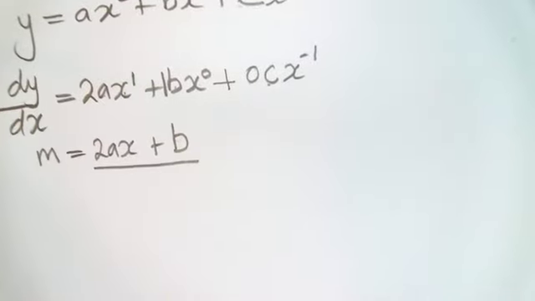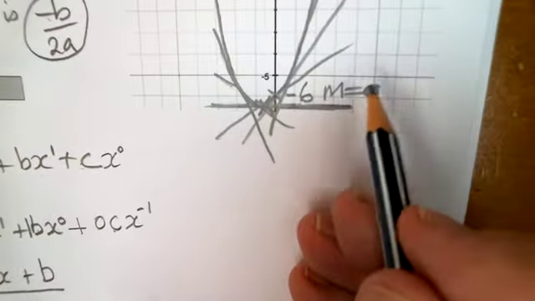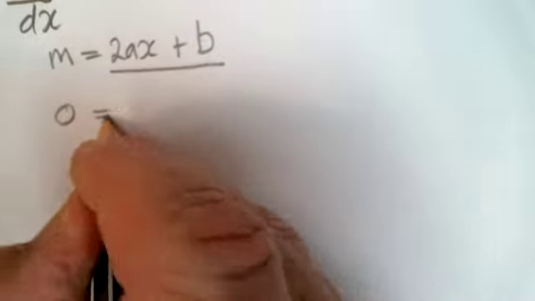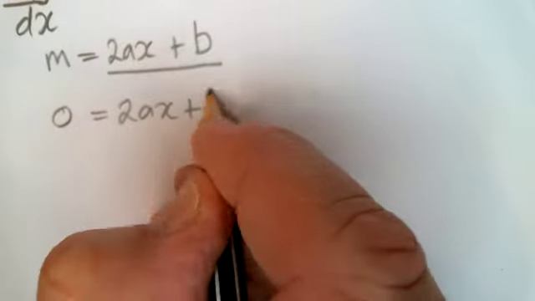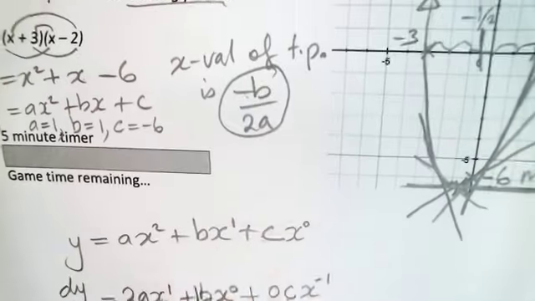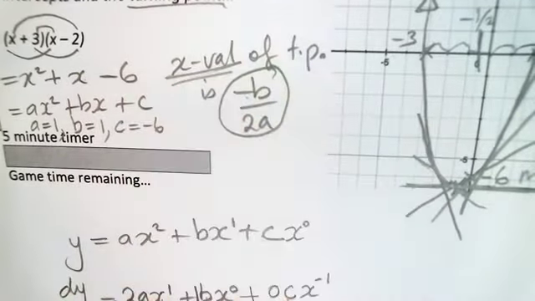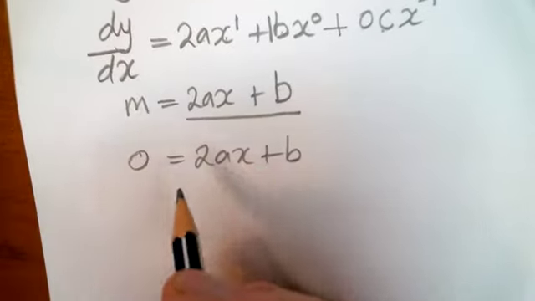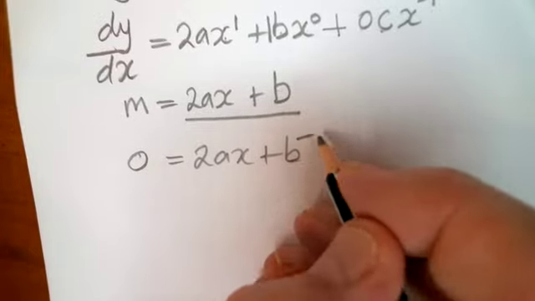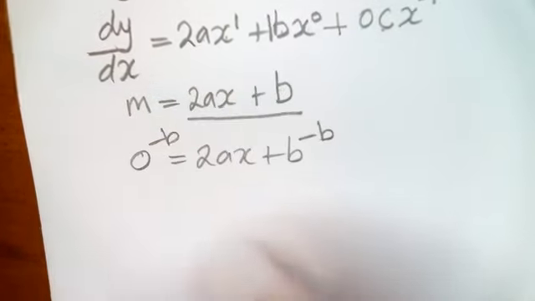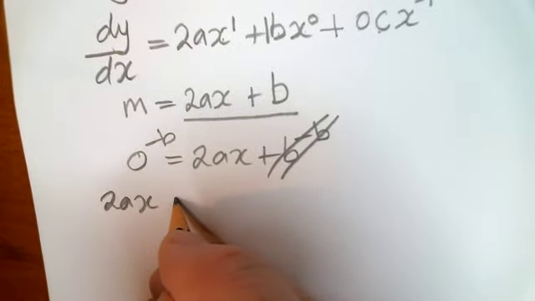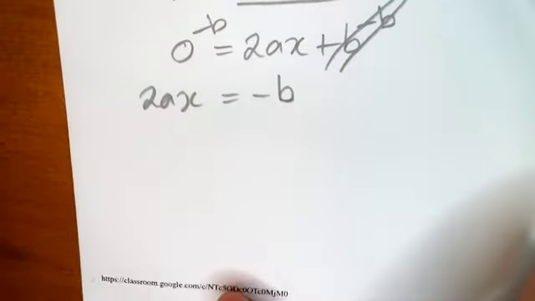That is really m. But we know that m is 0 at this point here. So let's make it equal to 0. Here it is. So 0 is equal to 2ax plus b. So let's make x the subject, because we want the x value. So let's go ahead and do that. Let's subtract b from both sides. So we end up with, and I'm going to rewrite it the other way around, 2ax is equal to negative b. Now let's make x the subject.